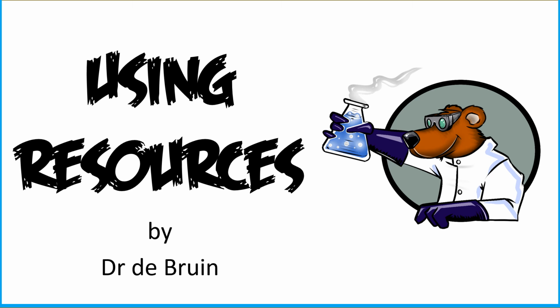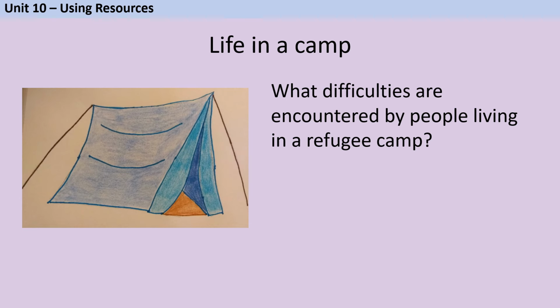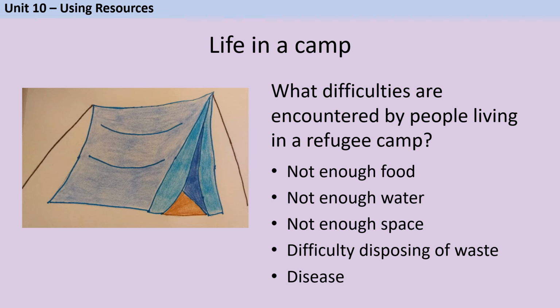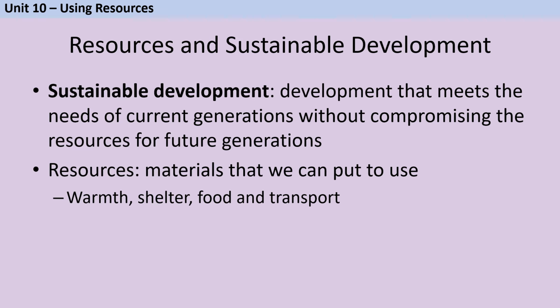As we start thinking about the resources that are really vital to humans, it's worth considering a situation where resources are limited and what you would be most worried about lacking. So if you were thinking about living in a refugee camp, there wouldn't be enough food, there might not be enough clean water, you might not have sufficient space, it could be difficult to dispose of waste and that would put you at risk of disease. So when we start thinking about development and resources that humans need, these are the same factors that we're encountering.